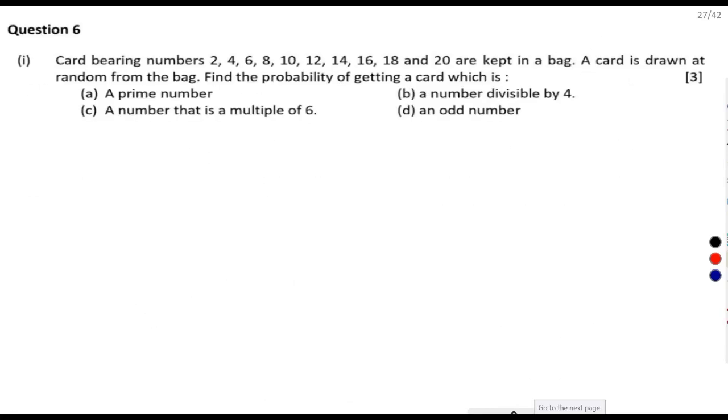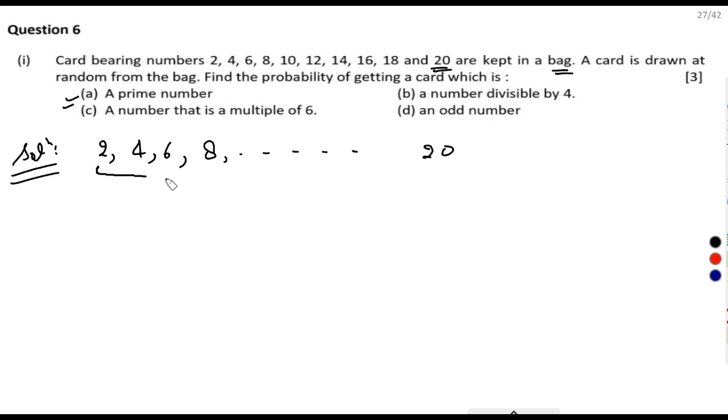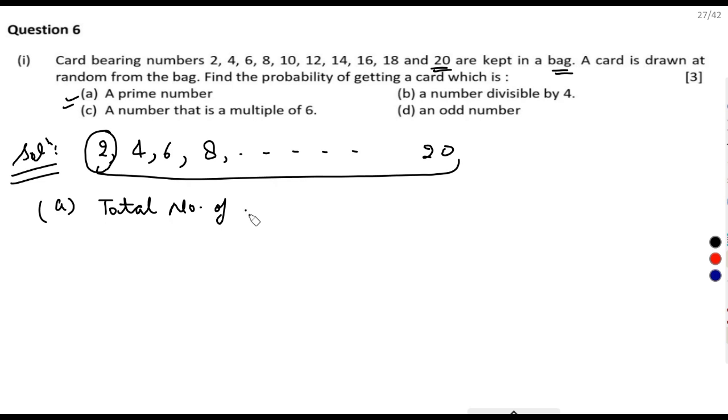Question number 6, first part, it is from probability. Cards bearing numbers 2, 4, 6, even numbers up to 20 are kept in a bag. A card is drawn at random. Find the probability of getting a card which is a prime number. Cards are numbered from 2, 4, 6, 8 up to 20. Now prime number among these numbers is 2. Only one number is prime number. Total number of cards are 10.